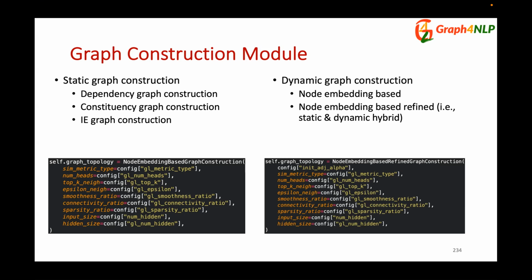And for the node embedding based refined graph construction API, one additional parameter we introduced here is this init adjacency alpha. This is a hybrid parameter which can be tuned to keep a trade-off between the intrinsic static graph and the implicitly learned dynamic graph.